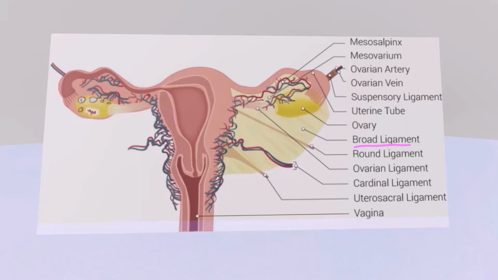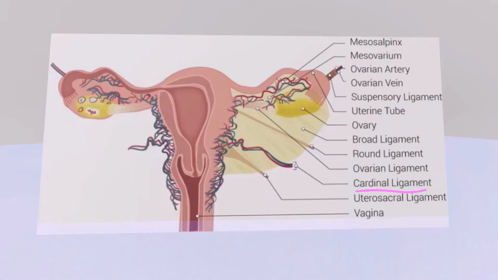The broad ligament connects the uterus to the lateral pelvic wall, and it also contains vessels. It actually contains the ovary and the fallopian tube, as well as the round ligament. And it's not a classic ligament. It's not like this long string. It's actually a fold of peritoneum comprising the mesometrium, mesovarium, and mesosalpinx.